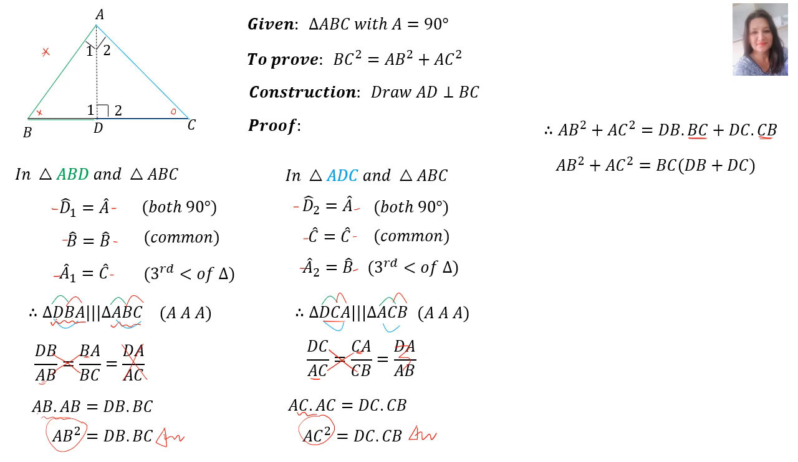Now have a look at the sketch. DB is this part over there, plus DC, which is that part. And can you see the whole thing is in fact BC. And then BC times BC is BC squared, and there's your theorem of Pythagoras.